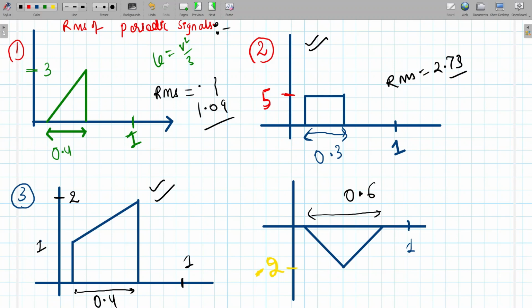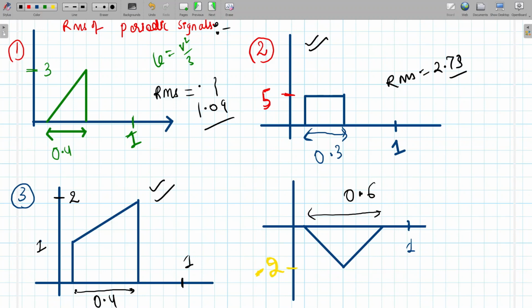Third one: 1 squared plus 4 plus 4, divided by 3, into 0.4, root over 1.09 also. You try once, maybe you have made some calculation mistake.